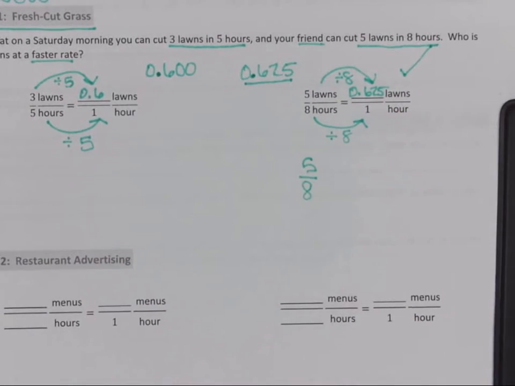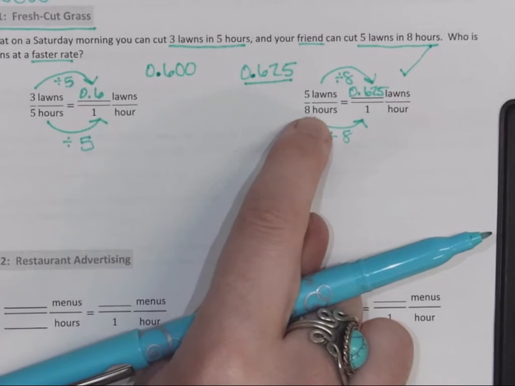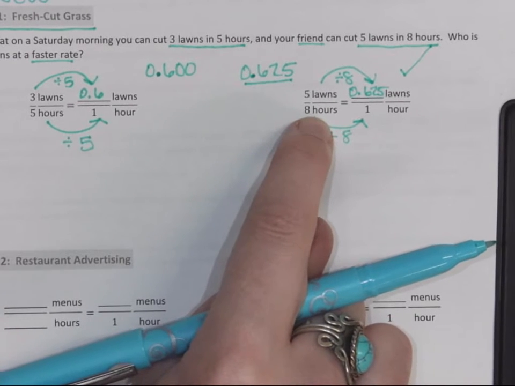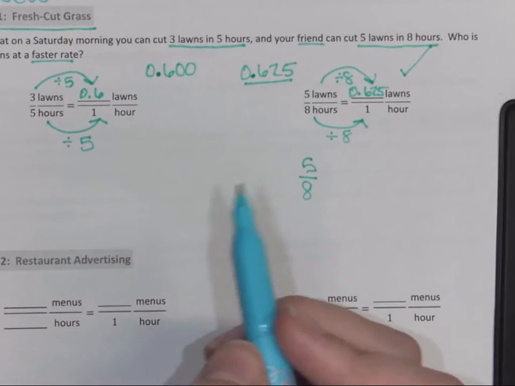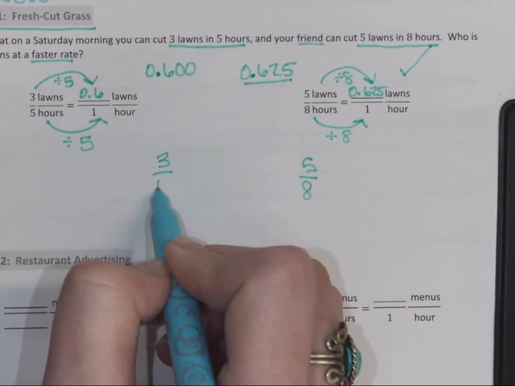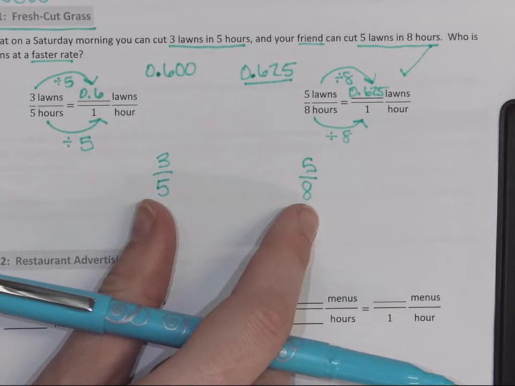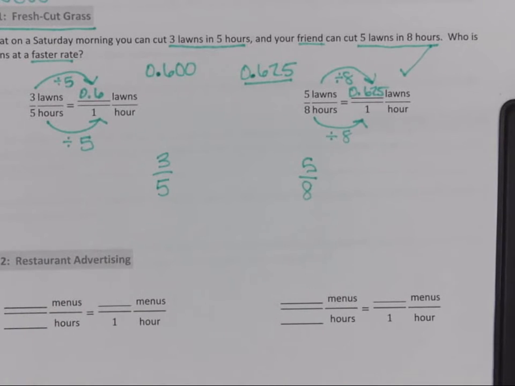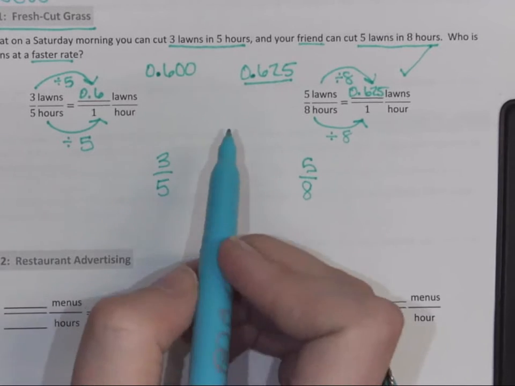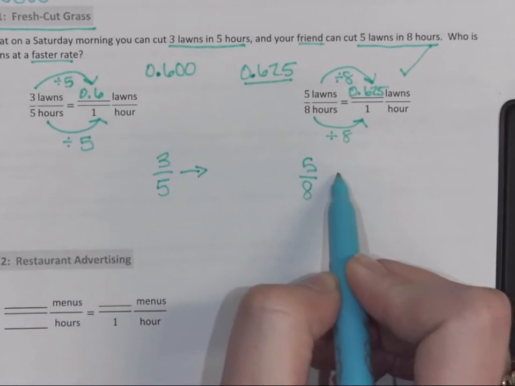This person cuts faster. Now, there's another way we can do this, right? We said the unit rate for our friend was 5/8 and our unit rate was 3/5. What if I just wanted to compare the fractions? What could I do to compare these two fractions? Tara? Yes, find a common denominator.